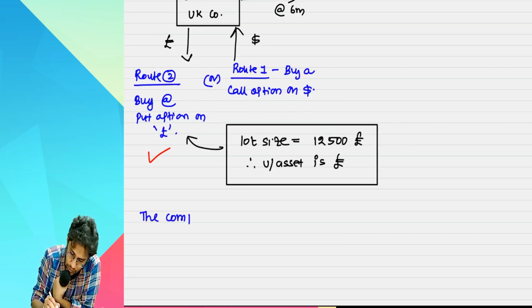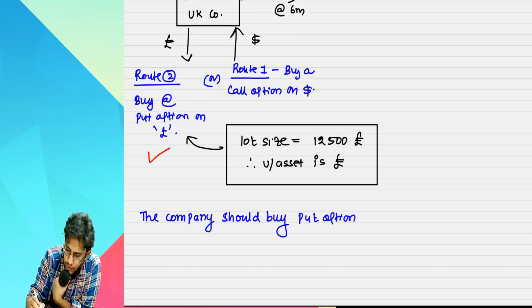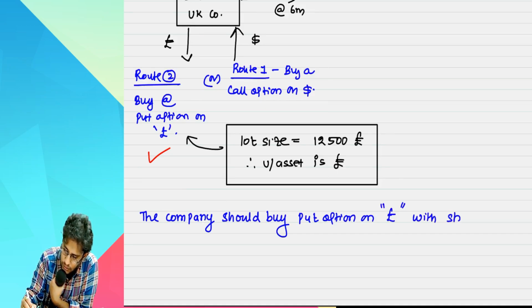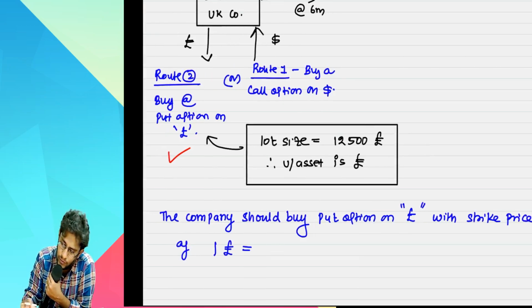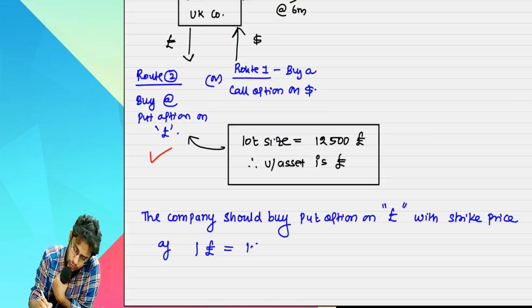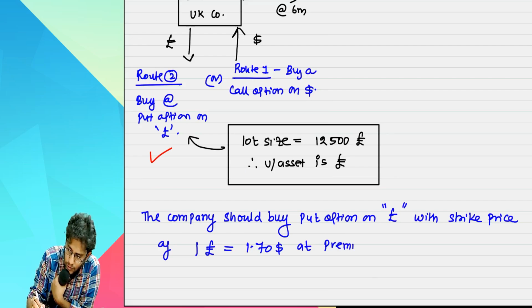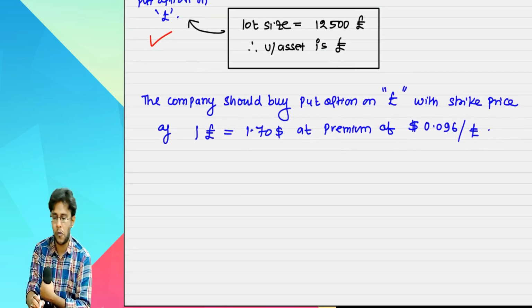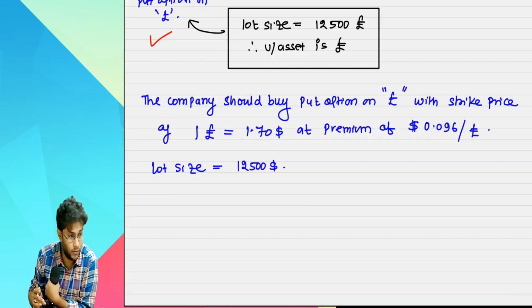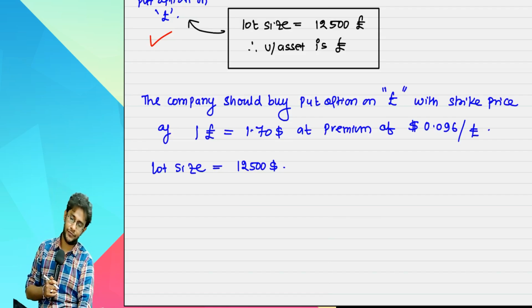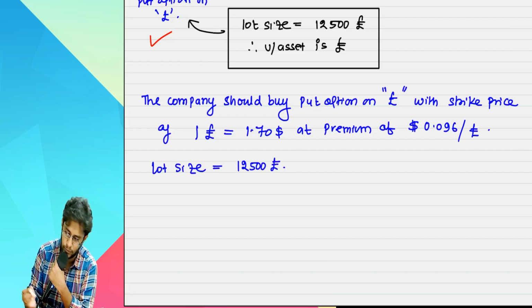So the company should buy a put option on pound with a strike price of, check the strike price, very slow, 1.70, at a premium of $0.096 per pound. The lot size is 12,500 pounds, sorry.